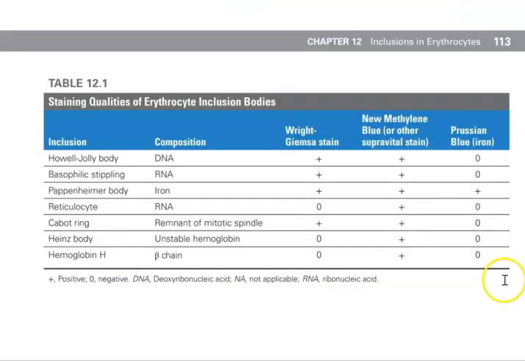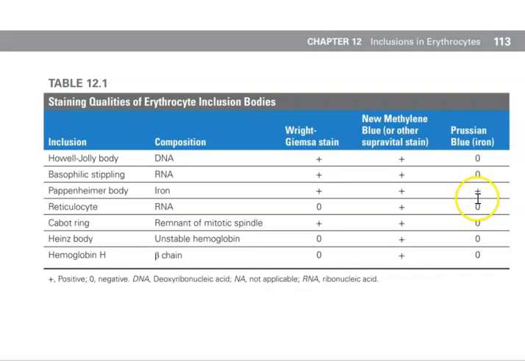Okay, I want to show you this chart on page 113 of your atlas. This is a really good chart to help show the different inclusions. Here on the far left-hand side, what the inclusions are made up of, so what they're composed of, and which stains they'll show up on. So here is our Wright stain. Here's our supravital stain, our new methylene blue, and our Prussian blue. And this is our iron stain.